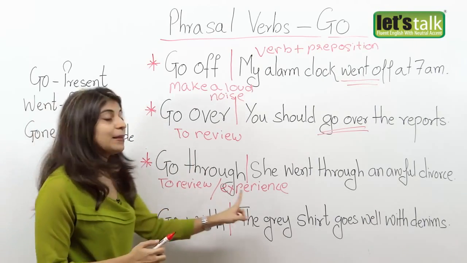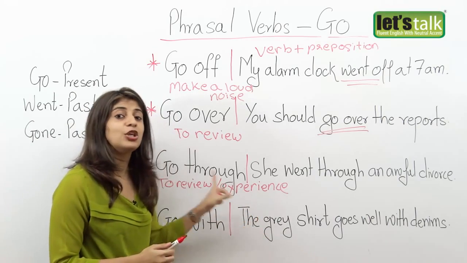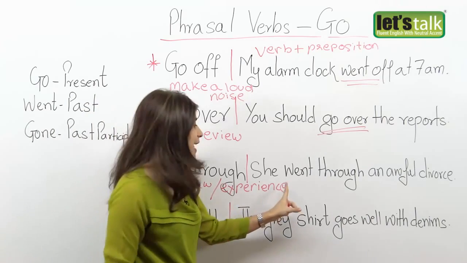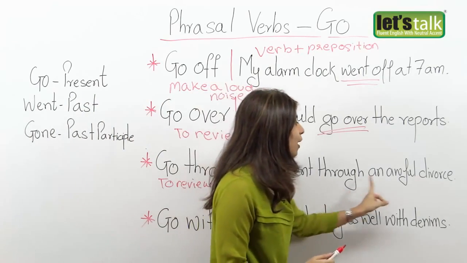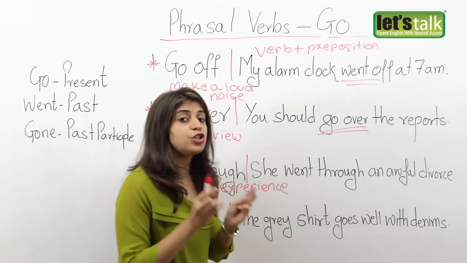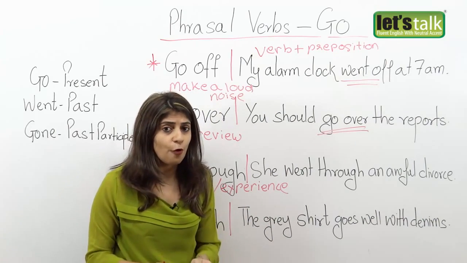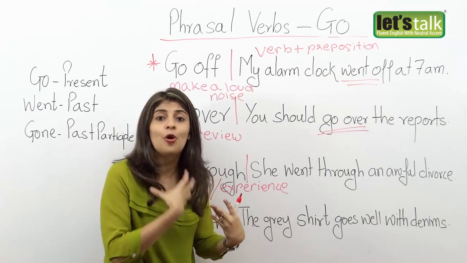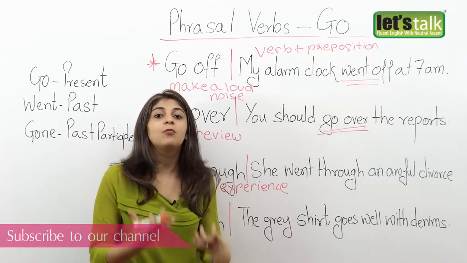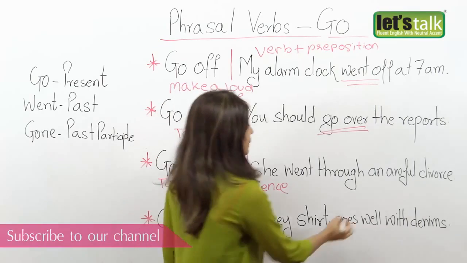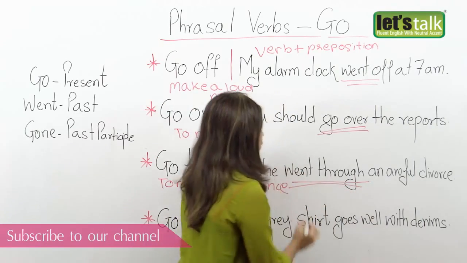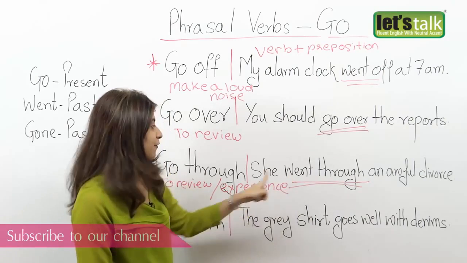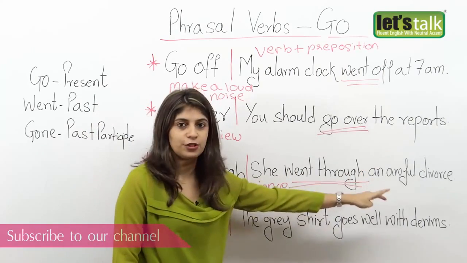And if you have to explain an experience, then you can also use the phrasal verb go through, wherein I have the sentence for you. She went through an awful divorce. Now, she went through an awful divorce means that it was a very bad experience, right? She had to go through it, isn't it? So it's basically what she experienced. So again, we have used the past of the verb go. That's why we've said that she went through an awful divorce.